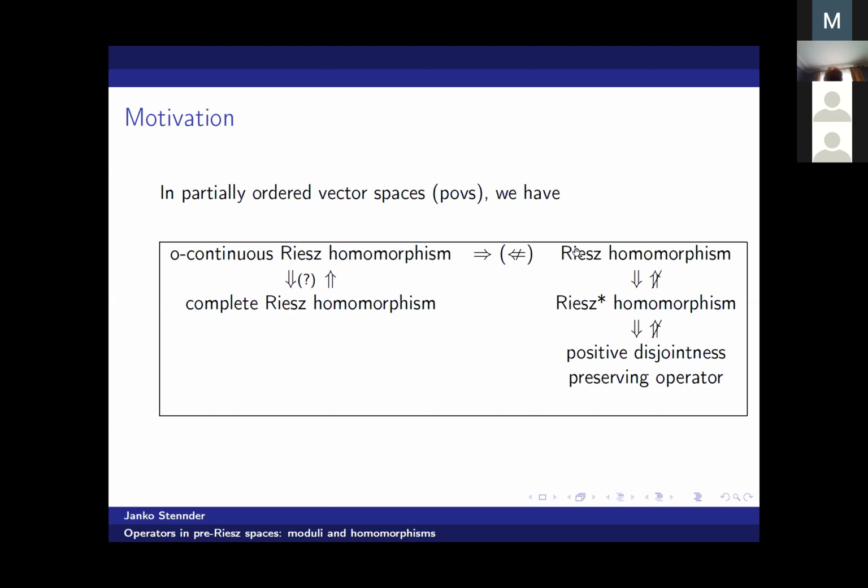On the other side, we have the different notions of generalizations of Riesz homomorphisms. For once we have the Riesz homomorphisms, we have also the Riesz star homomorphisms and positive disjointness preserving operators. And we have the following implications here. We also have that the converses are not true in general. And also, of course, every Riesz homomorphism is not necessarily an order continuous Riesz homomorphism. Those converse implications we are going to investigate during this talk.